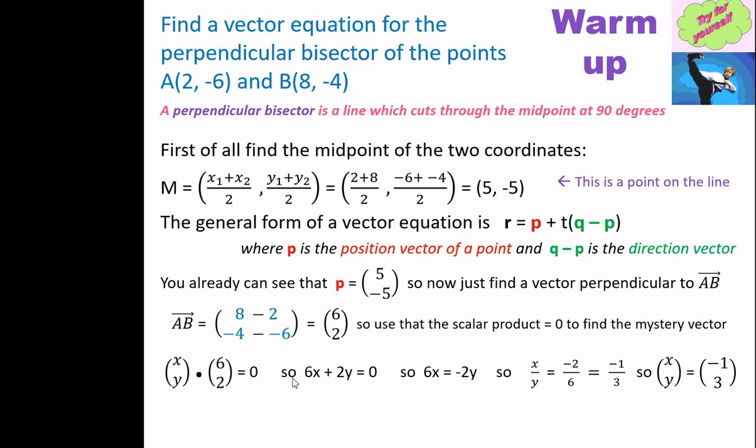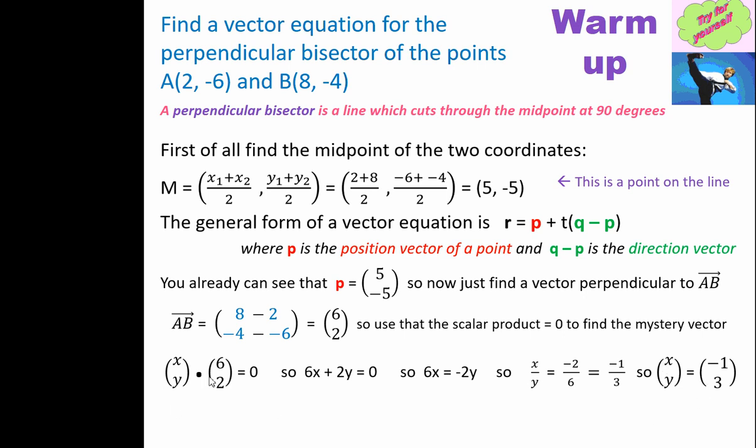You could find the dot product of it to just double check, does it equal 0? 6 times -1 plus 2 times 3. 6 times -1 is -6. 2 times 3 is 6. -6 plus 6 is 0. So you know for sure you've got the right answer.